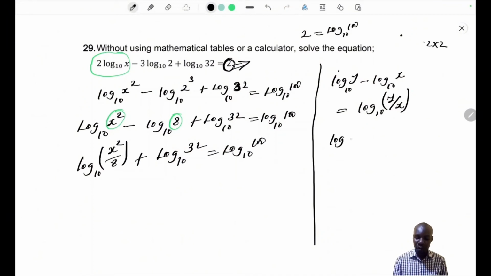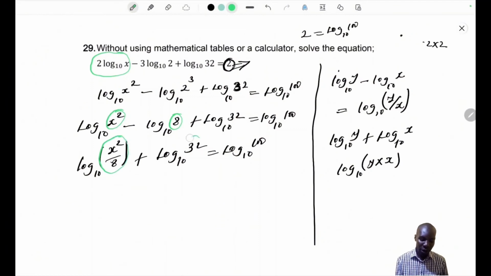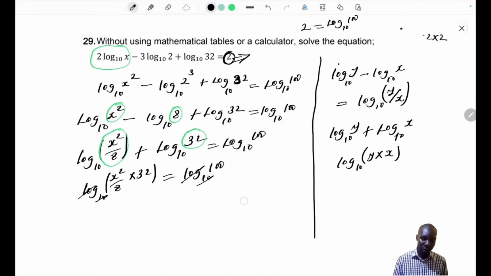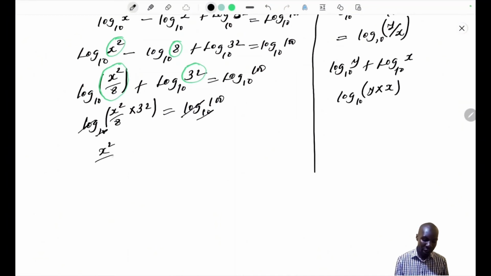If you have log of y to base 10 plus log of x to base 10, this can be written as log of y times x, everything to base 10. So in our case here, we are dealing with log of x squared over 8 to base 10 plus log of 32 to base 10, which can be written as log of x squared over 8 times 32, everything to base 10, equals log of 100 to base 10. So the logs cancel out, the 10 cancels out as the base. So what we now have is x squared over 8 times 32 should give me 100.